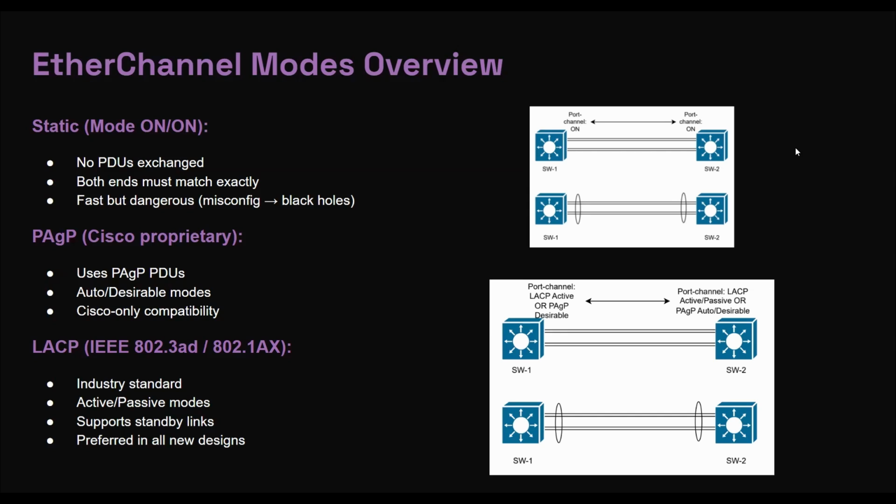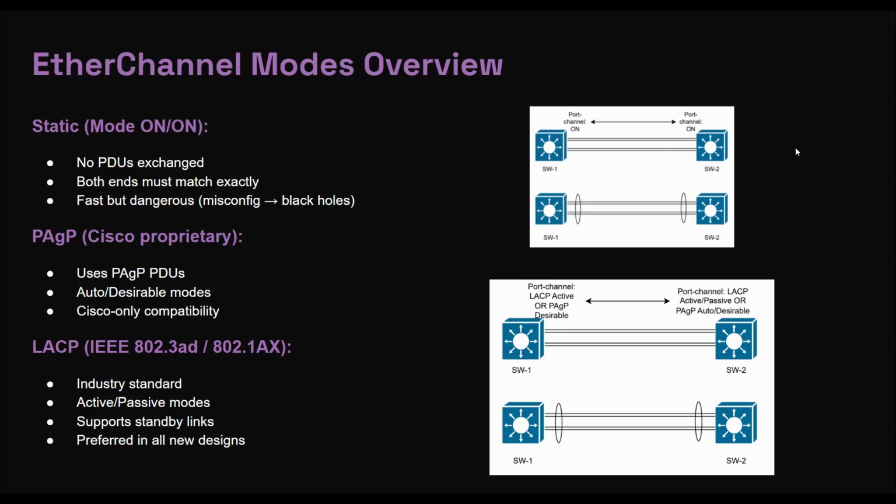It's an industry standard and it offers active and passive modes. I mean, PAgP also has auto and desirable modes, where one switch can be the leader and send all the traffic for the port channel establishment, and the other end can just listen, take that info and create the port channel. Both LACP and PAgP offer the dynamic modes. LACP also supports standby links, and it is preferred in all new designs. So PAgP is not preferred. Even if you're using Cisco equipment, you should use LACP as that is the industry standard.